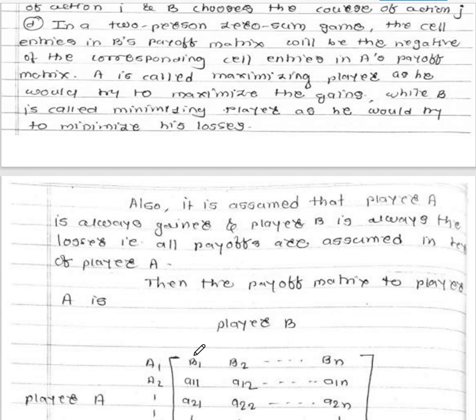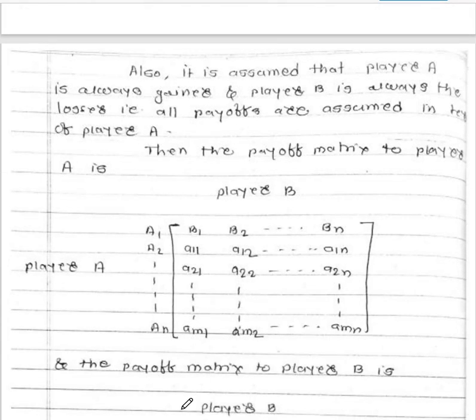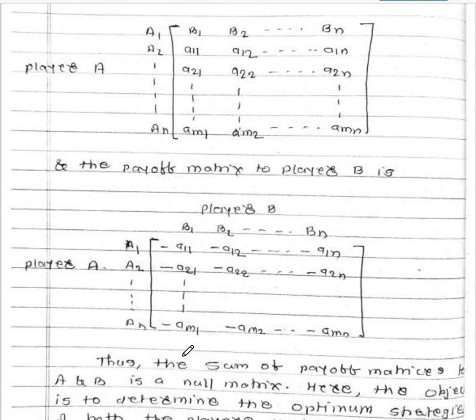Then the payoff matrix for player A is given below. This is player A, and these are the techniques or strategies of player A, and this is player B. These are the techniques or strategies for player B: B1, B2, ..., Bn. These are the actions for player B, and A1, A2, ..., Am are the actions for player A. The payoff matrix to player B is given with player A's strategies A1, A2, ..., Am and player B's strategies B1, B2, ..., Bn, with entries minus a11, minus a12, ..., minus a1n.